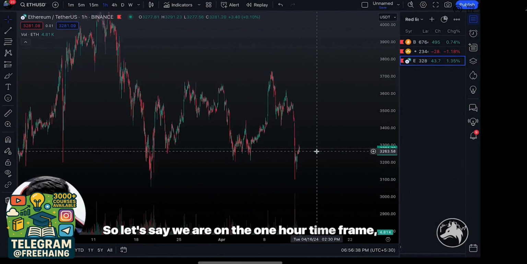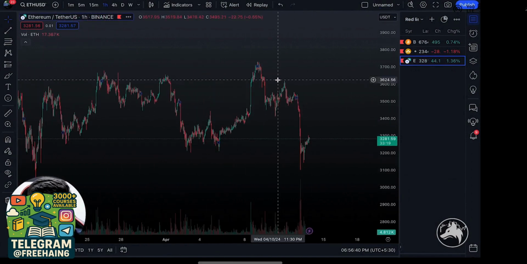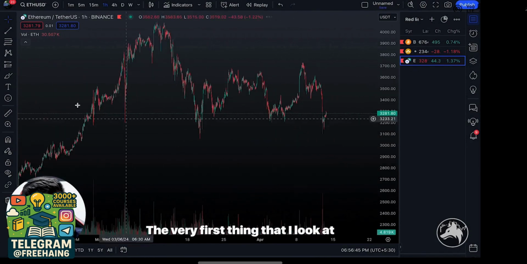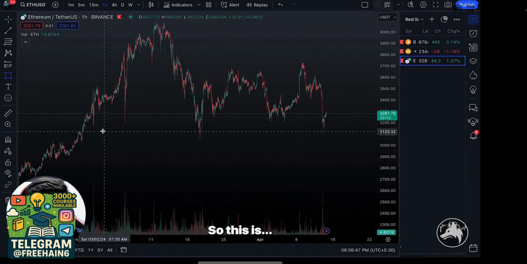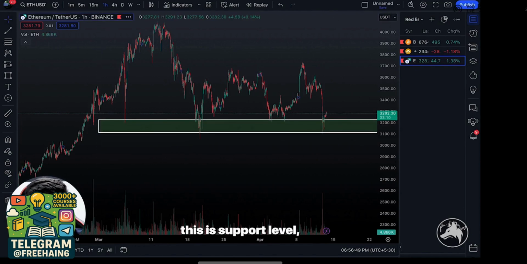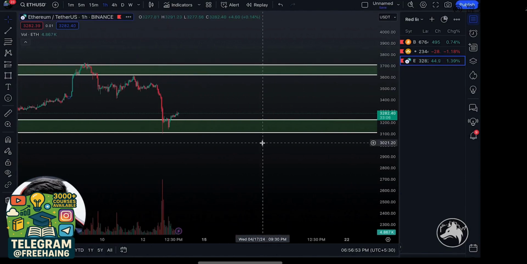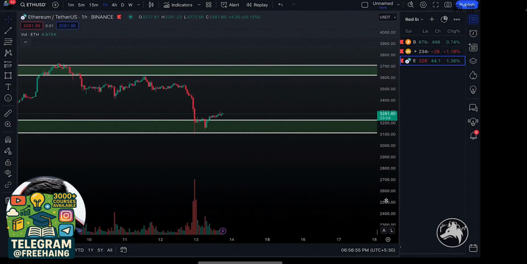So let's say we are on the 1 hour time frame, okay? And we have to read a certain chart, we have to analyze a certain chart. The very first thing that I look at is the support and the resistance levels. So this is a support level which I understand it exists. This is a resistance level which I understand it exists. Then let's try to read the charts.